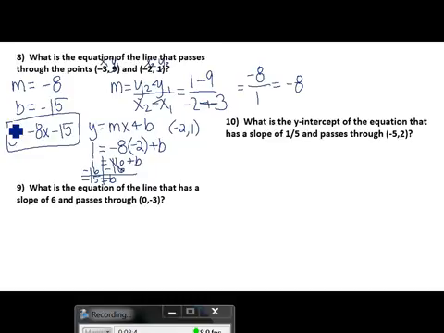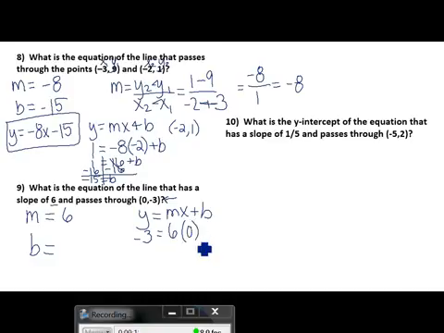Question number 9. What is the equation of the line that has the slope of 6 and passes through 0, -3? We need the m and the b. We already have been given the m, so now we just have to do the equation to solve for b. So we have y equals mx plus b. The ordered pair I'm going to use is obviously 0, -3. The y is -3. M is 6. X is 0. And then plus b so we can solve for it. As we solve, we get -3 equals 0 plus b. Subtract 0 from both sides. B equals -3.